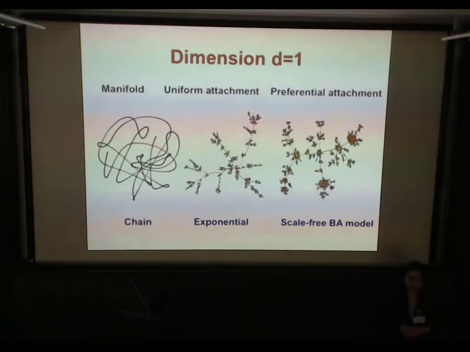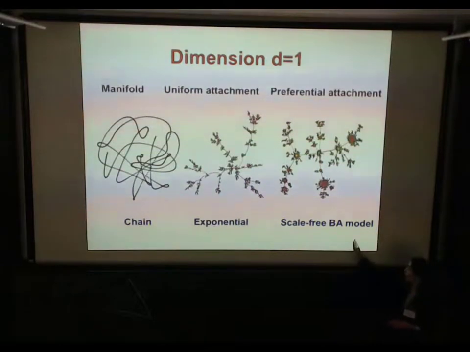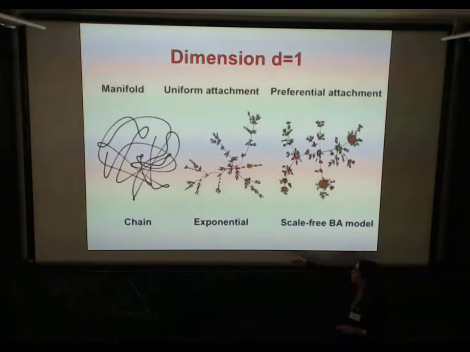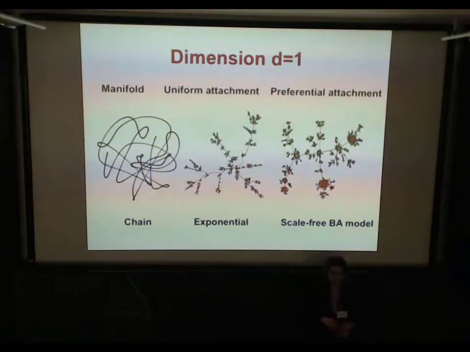So what do we get? In d equal to 1, nothing surprising. This is exactly the story I was telling you. We need preferential attachment to have scale-free networks. For uniform attachment, we have an exponential distribution. And for the manifold, we just have a chain.